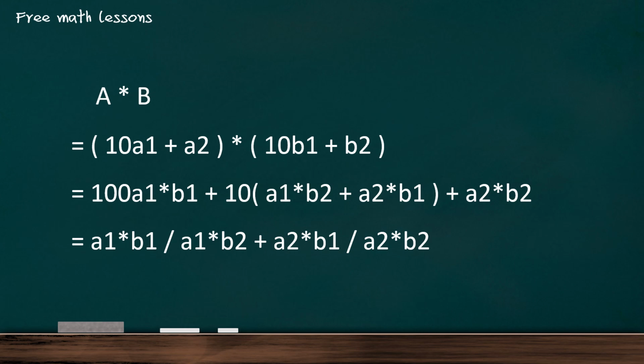Multiply big A times big B, and you get the following formula. Based on what we learned in the last video, the way that you represent numbers with a slash, you can separate the digits of the answer by a slash. So you get small a1 times small b1, slash, small a1 times small b2 plus small a2 times small b1, slash, small a2 times small b2.